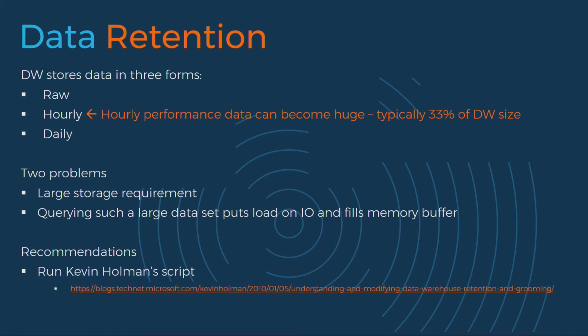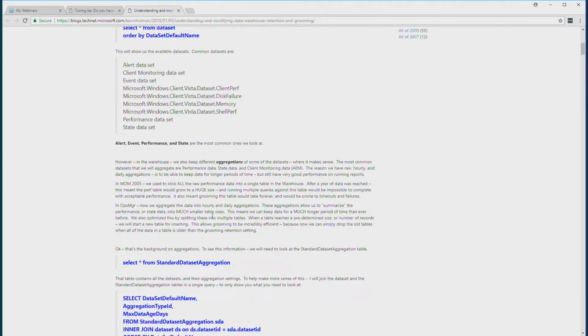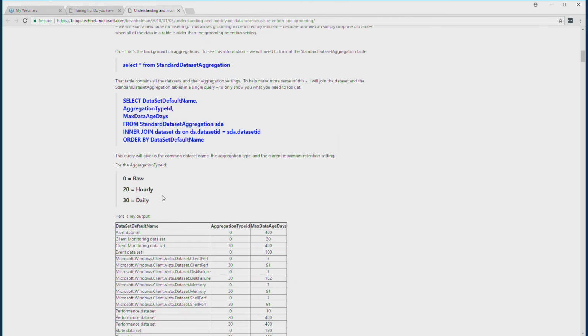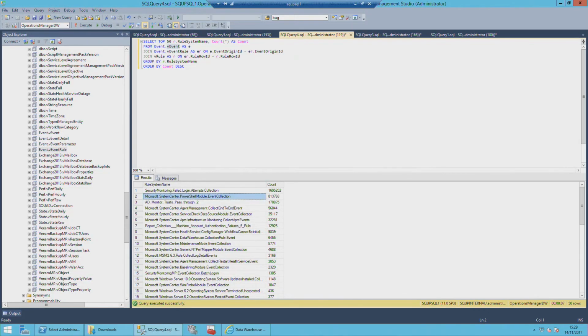So the recommendation, again, comes from Kevin Holman. Let's just click on this link here. He runs through a very nicely explained blog post as usual, and he relies on a tool called DW Mart. It's just this DWDATARP.exe, that came out of Microsoft a few years ago now. So I've downloaded that, and I'm just going to show you the results.